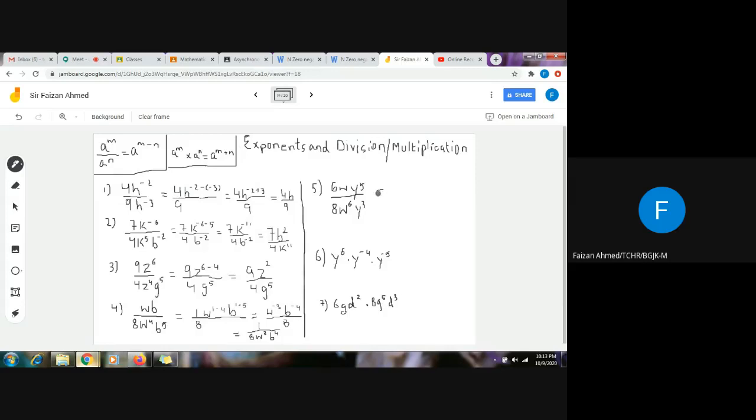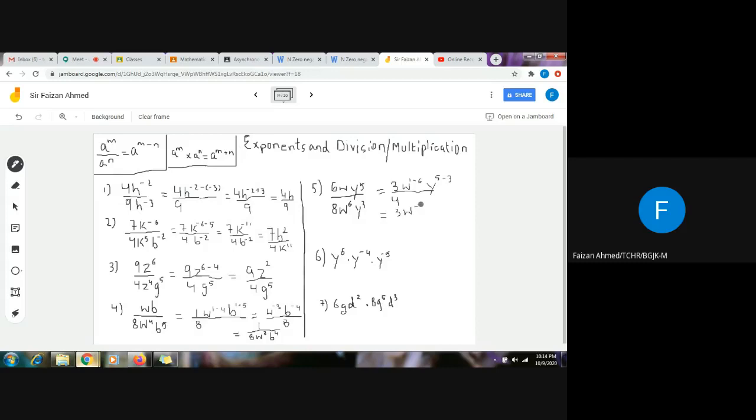Question number 5, again there is 6 and 8, and we know that 6 and 8 can be simplified. 2 times 3 is 6, and 2 times 4 is 8. And again we have two w's and they are being divided, so it will be 1 minus 6. When bases are same and they are being divided, just subtract the powers, and we have again y, and we have a y^5 in the numerator and y^3 in the denominator, so it will be 5 minus 3. And on simplification, this will become 3w to the power minus 5.